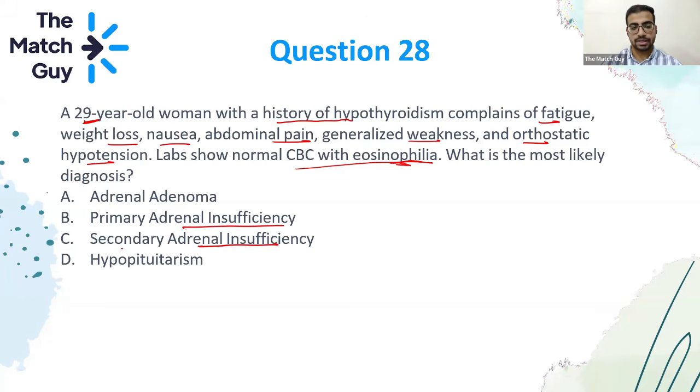Okay, so it's either B or C. What makes us choose B over C or C over B? First of all, the answer is actually B. It's primary adrenal insufficiency. Let's discuss this part of the answer, adrenal insufficiency. Why is it adrenal insufficiency?